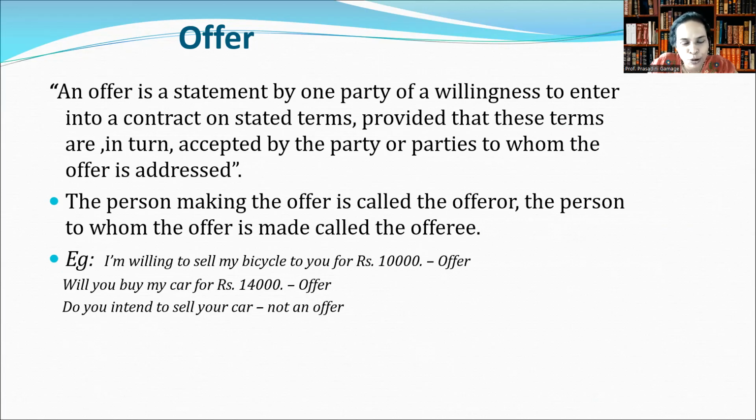One party informs the other party of his willingness to do something with an intention to get the other party's willingness on that. We call it an offer. There are some examples here. I am willing to sell my bicycle to you for 10,000 rupees. It's an offer. If the other party says, yes, I will, then we call it acceptance. And finally, that will end up as a valid contract.